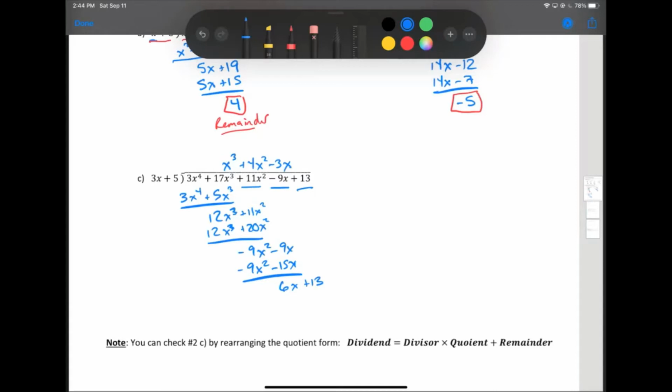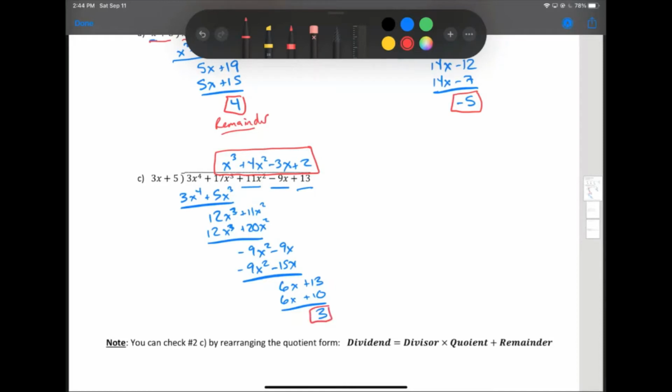And to get 3x to become 6x, I have to multiply by 2. 2 times 3x is 6x. 2 times 5 is 10. Remainder is 3. So the quotient is x cubed plus 4x squared minus 3x plus 2. And the remainder is 3.